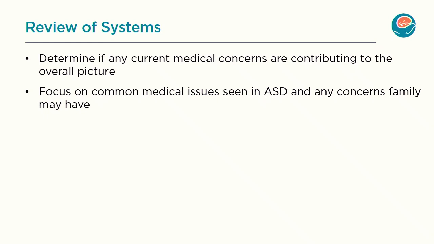So the next component that we may be asking about in a care planning visit is called a review of systems. That basically means that we are going to be asking questions about any current concerns related to various body systems. And the reason that we do this is to determine if the child has any current medical concerns that are contributing to the overall picture of what's going on for this child and family. And often when we ask these questions, we focus on the common medical issues that we might see in autism spectrum disorder, and we also focus on any concerns the family may have.